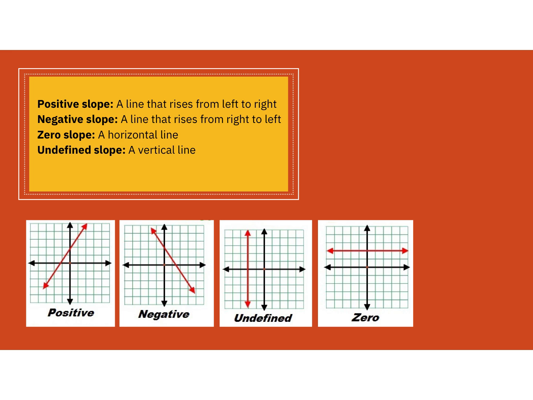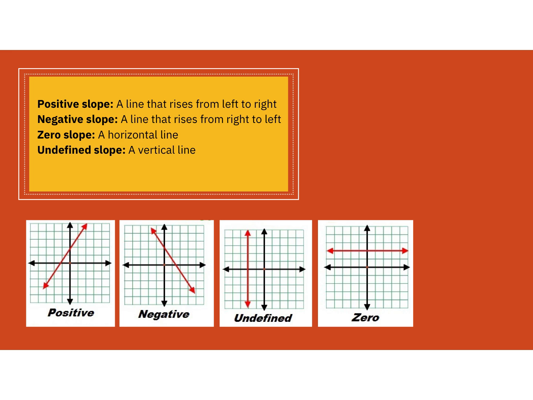We have a positive slope, a line that rises from left to right. You can see the picture at the bottom. A negative slope, a line that rises from right to left, or a better way for me to say that is it starts at the left and it goes down. A zero slope is a horizontal line, and an undefined slope is a vertical line. Make sure that those are memorized and comfortable for you.